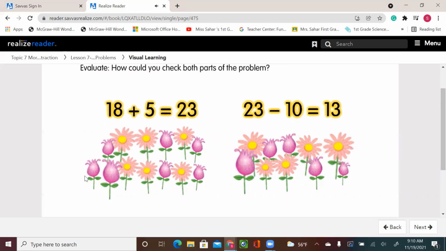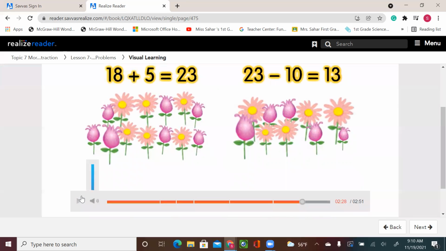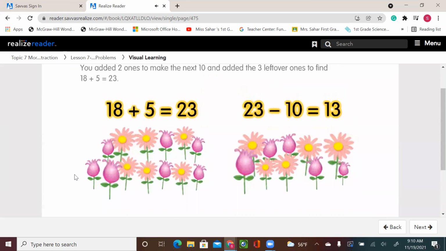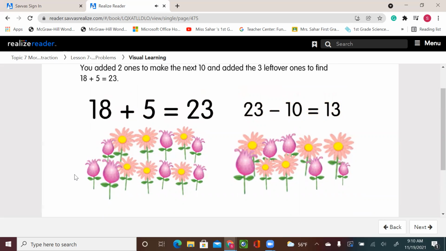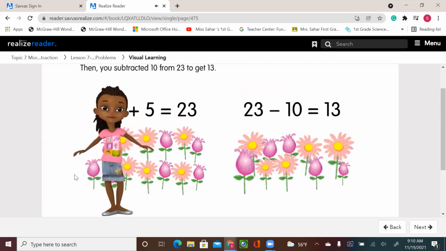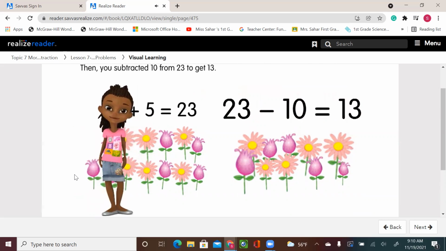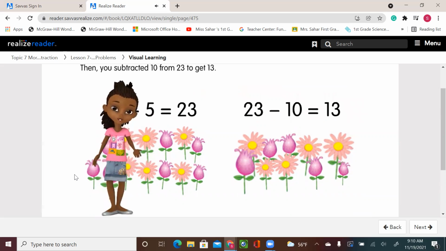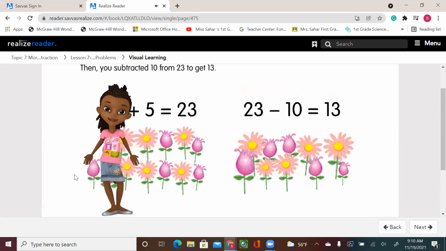Evaluate. How could you check both parts of the problem? You added 2 ones to make the next 10 and added the 3 leftover ones to find 18 plus 5 equals 23. Then you subtracted 10 from 23 to get 13. Now you know how to solve a two-question problem.